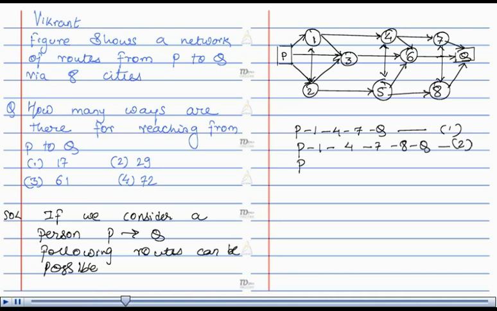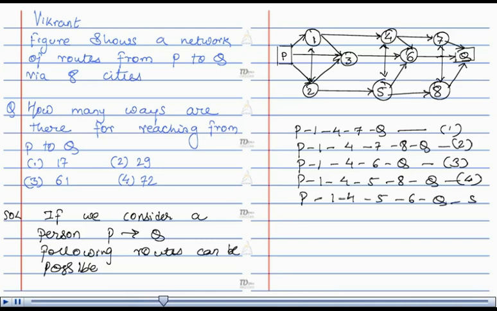The third one could be P, 1, 4, 6 and then Q. This can be the third route. The fourth one can be P, 1, 4, 5, 8 and then Q. This can be the fourth route. The next can be P, 1, 4, 5, 6 then Q. This can be the fifth route. And the last one could be P, 1, 3, 6 and then Q. This can be the sixth route.